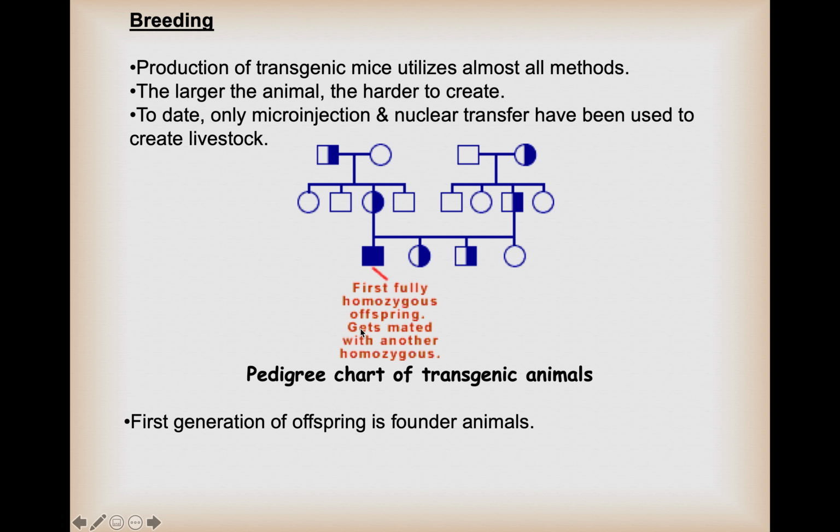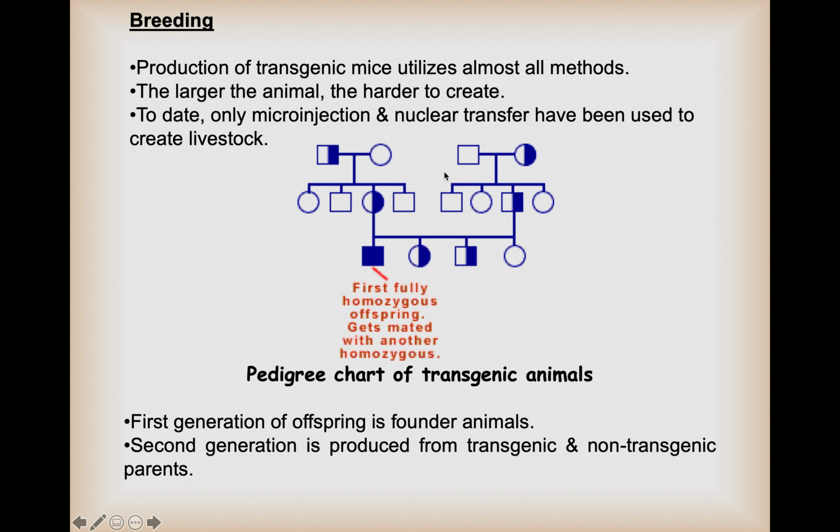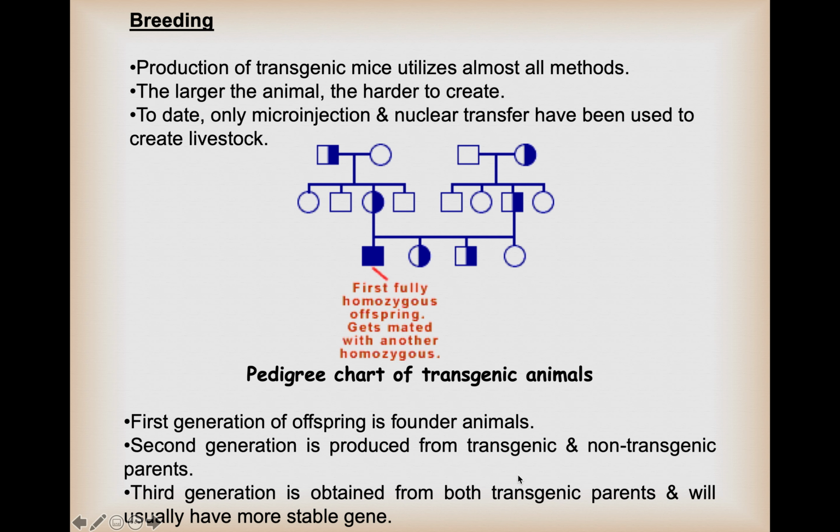So there is an explanation over here. The first generation of offspring is the founder animals. The second generation, F2, is produced from a transgenic and a non-transgenic parent. And the third generation is obtained from both transgenic parents and will usually have more stable genes, not probably fully integrated, but more stable than the parent.